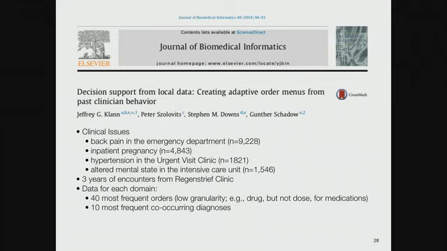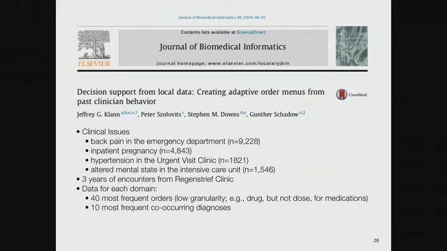altered mental state in the intensive care unit. So people in the ICU are often medicated and they become wacko, and so this is trying to take care of such patients. They used 3 years of encounter data from Regenstrief, and for each domain, they limited themselves to the 40 most frequent orders, and again, low granularity.